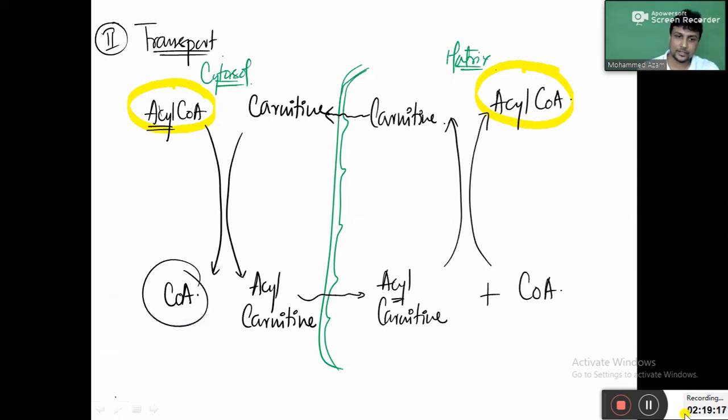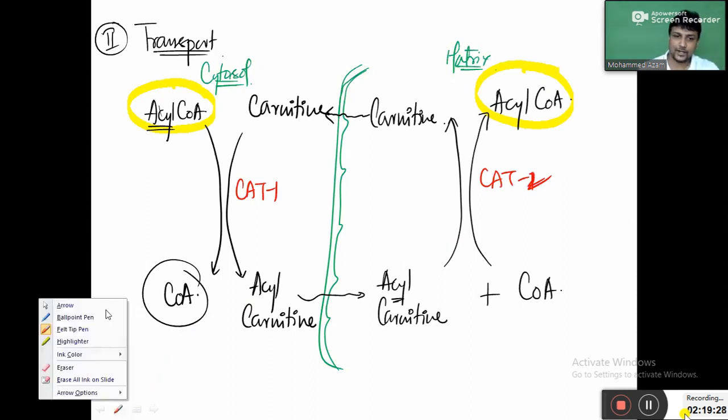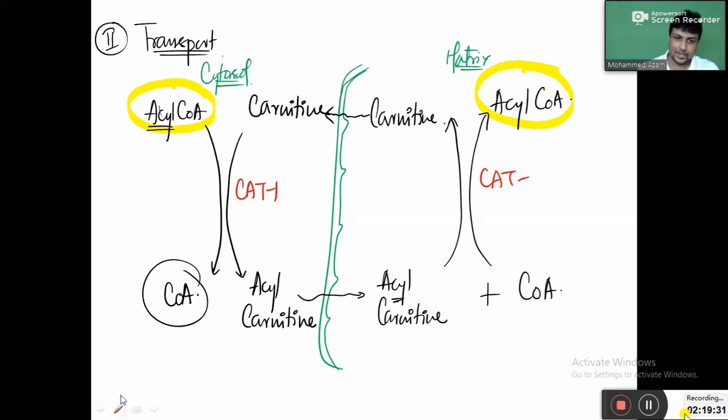There is one reaction taking place inside, and inside we are having the enzyme CAT1, and outside we are having CAT2. CAT1 and then CAT2. What are CAT1 and CAT2, sir? CAT1 and CAT2 stand for C for carnitine, A for acyl, and obviously T for transferase. So it's carnitine acyl transferase. Okay, that completes the second step, transport. Okay, copy down.